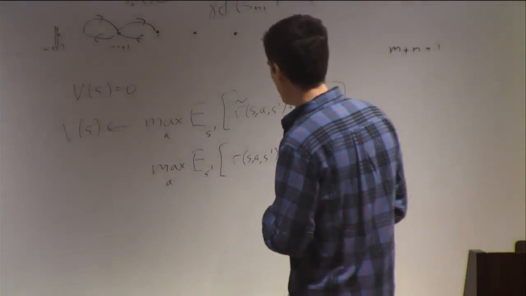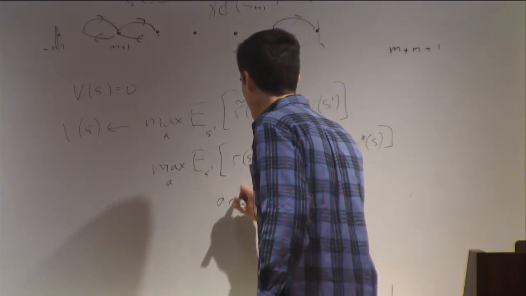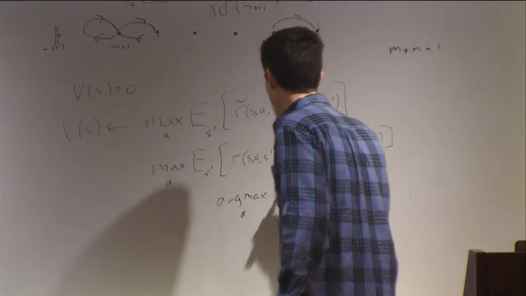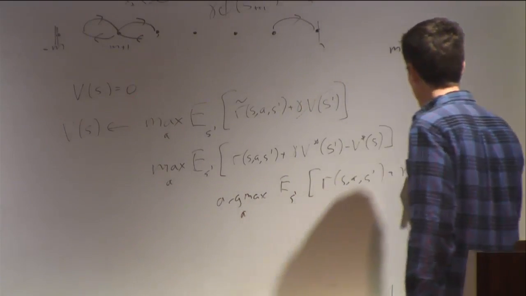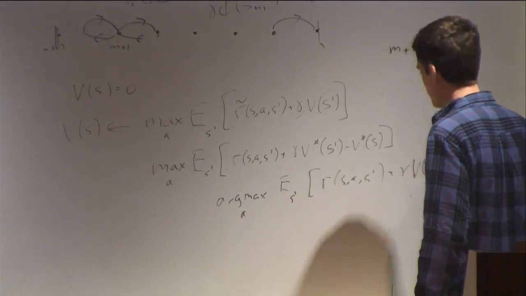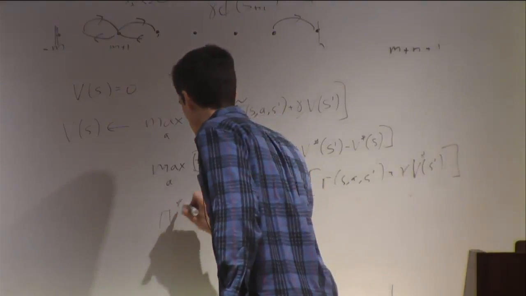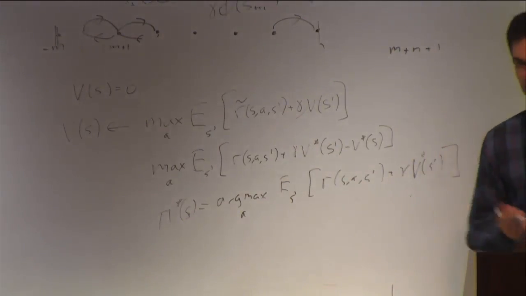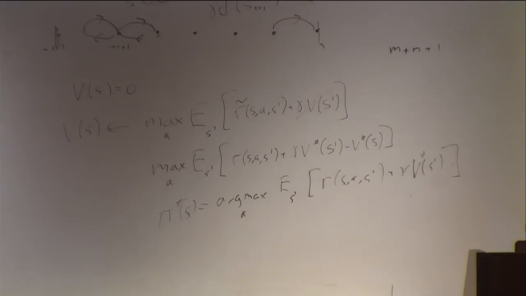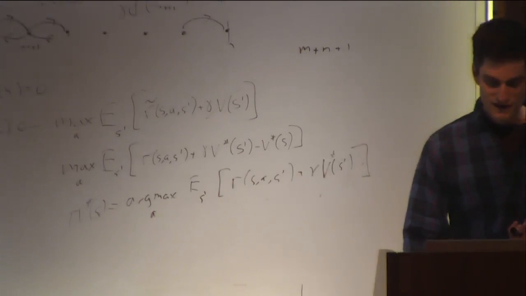And by definition of v star, we have that argmax over actions of expectation of reward s, a, s prime plus gamma times next value is going to be the optimal policy, pi star of s. So clearly we're going to get the optimal policy when we look at the greedy policy on the transformed MDP, even if our value function is 0. So that's kind of cool.